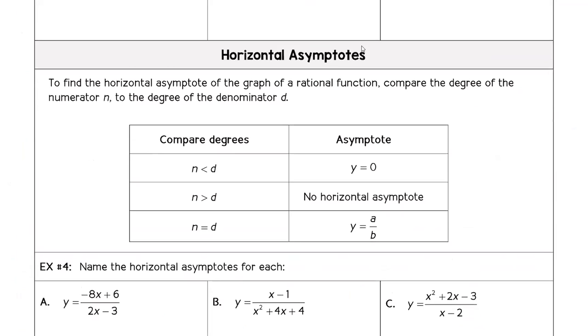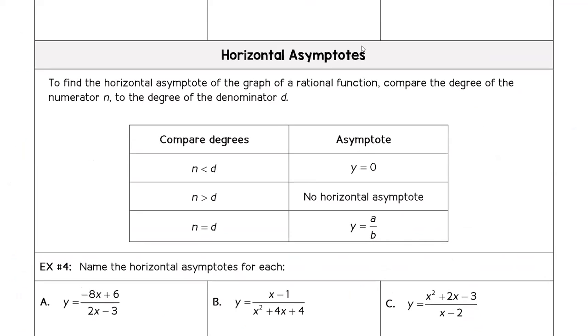Okay, horizontal asymptotes are kind of a stranger one to think about. Basically, you're going to look at the degrees of your numerator and your denominator. If you remember, the degree of a function is basically your highest power. So if you had an x squared, your degree is 2. If you had x to the 3rd power, your degree is 3.